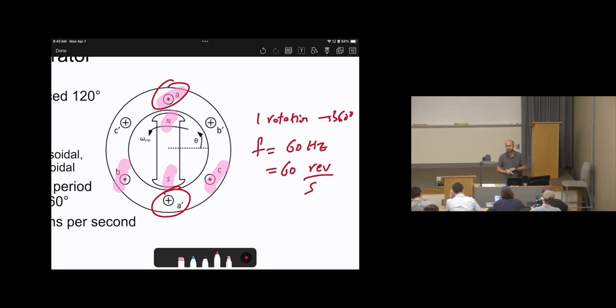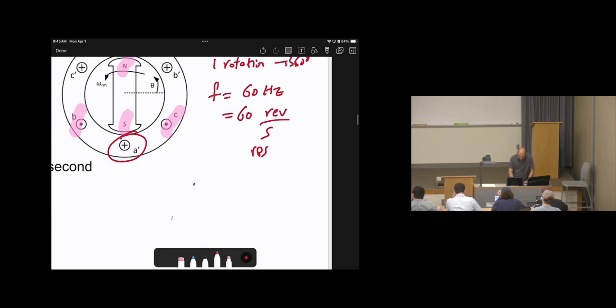Most likely, revolutions per second, or in other words RPS, we don't use it a lot. For the speed, we used to use RPM, right? Which is revolutions per minute. So how to convert RPS to RPM? You can say the speed in RPM will be the frequency times 60, which is 60 times 60, 3,600 RPM.